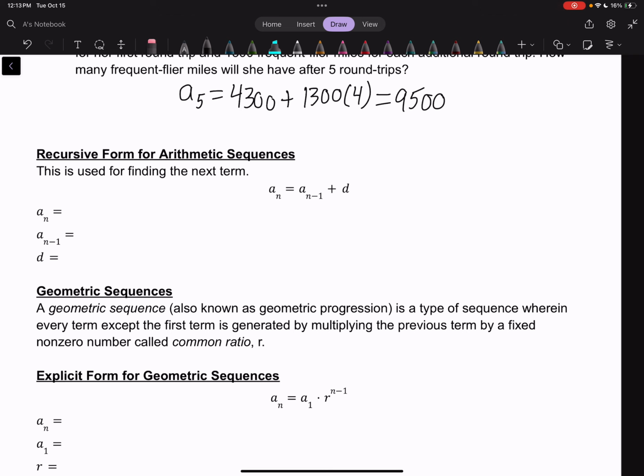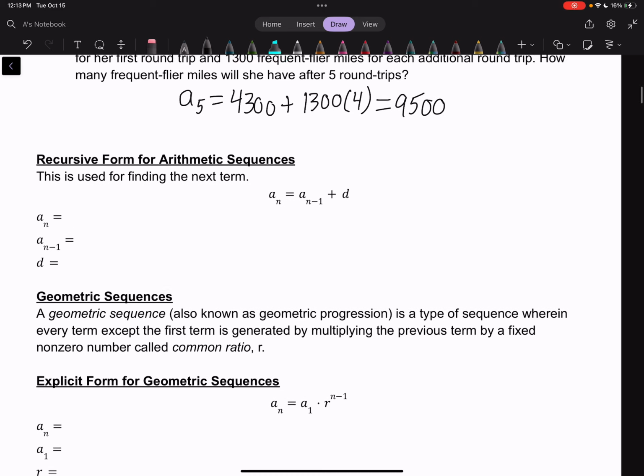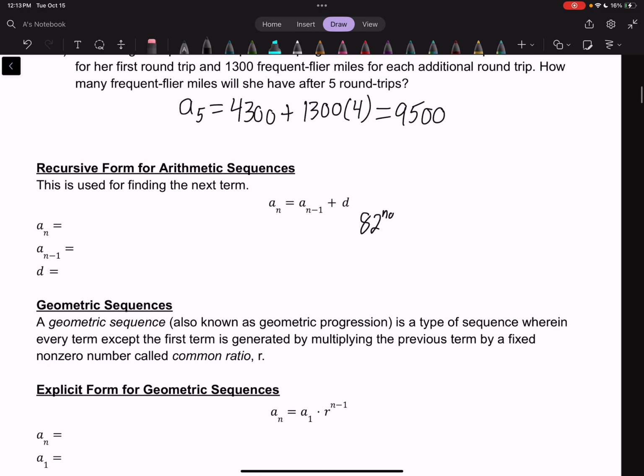All right, recursive form for arithmetic. This is used to find the next term in a sequence. So if I give you the 82nd term and ask you what the 83rd is, you can use this formula. A sub n, again, is going to be the nth term, n minus 1 is the previous, and d is your common difference. This really should be a common sense one.